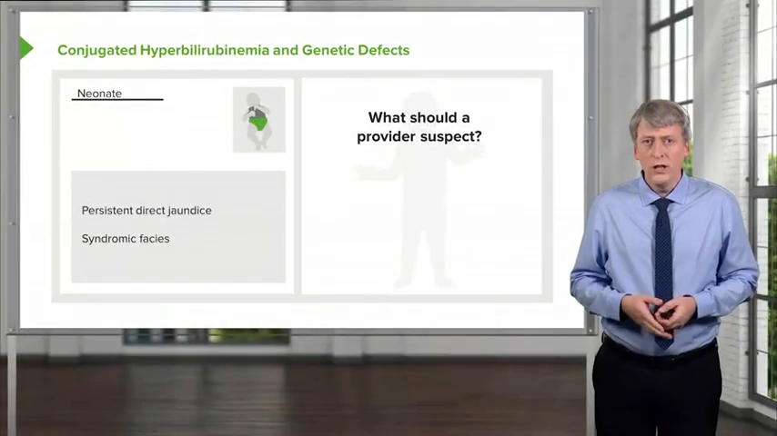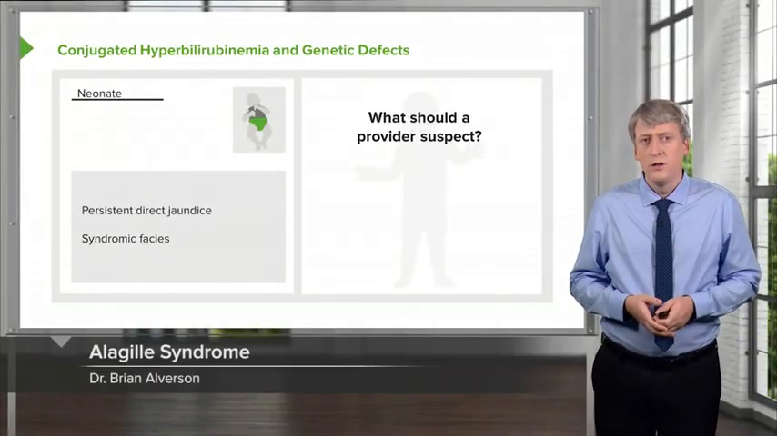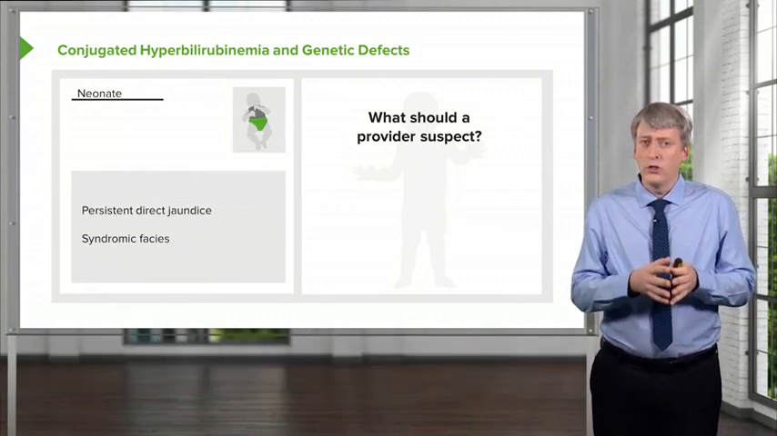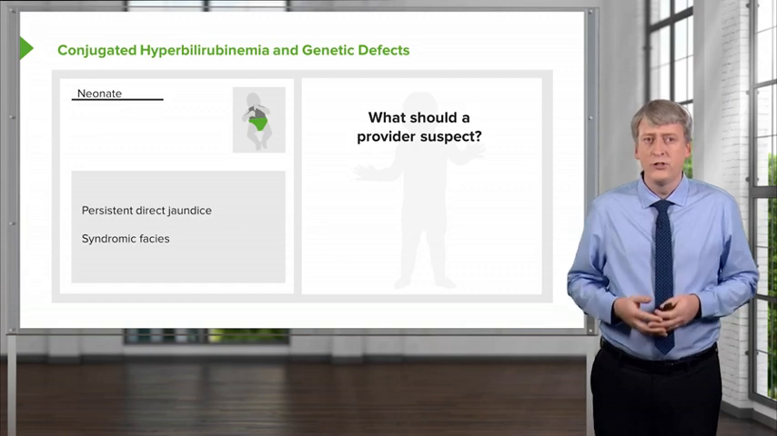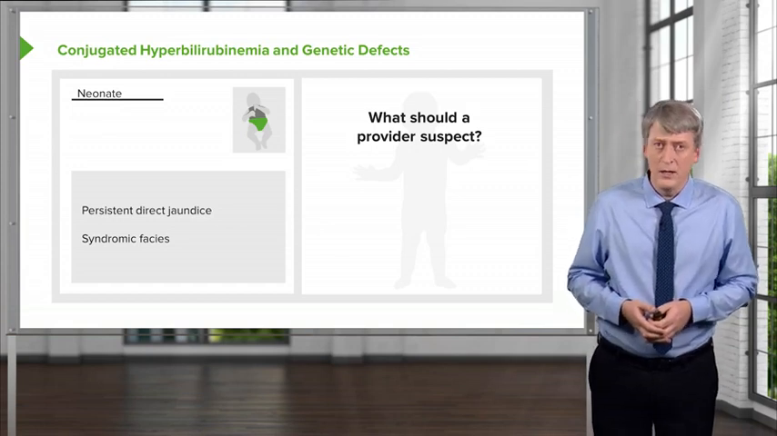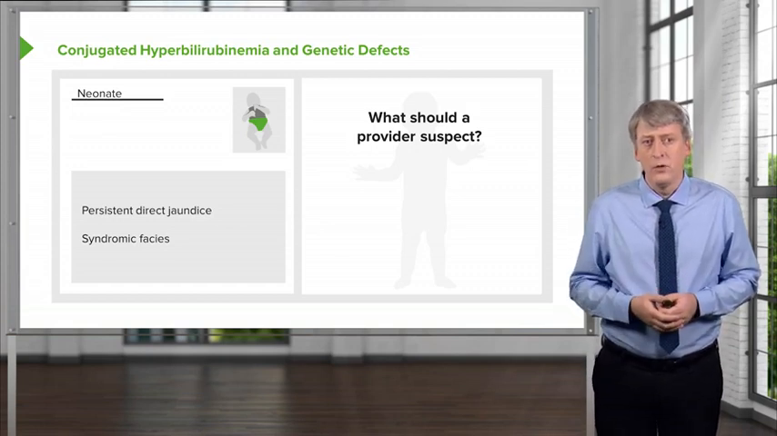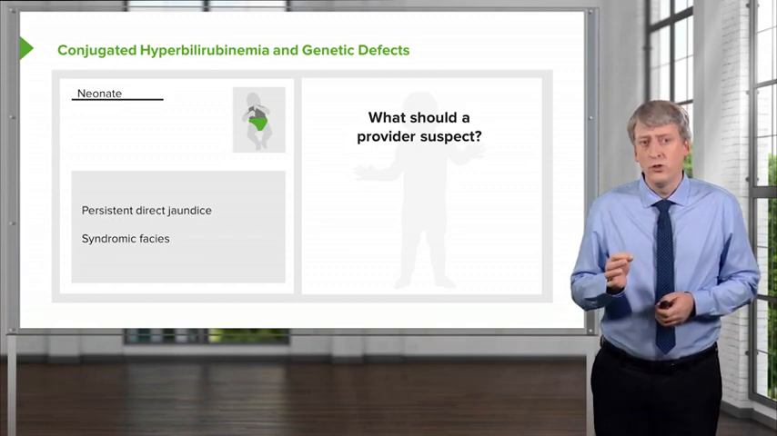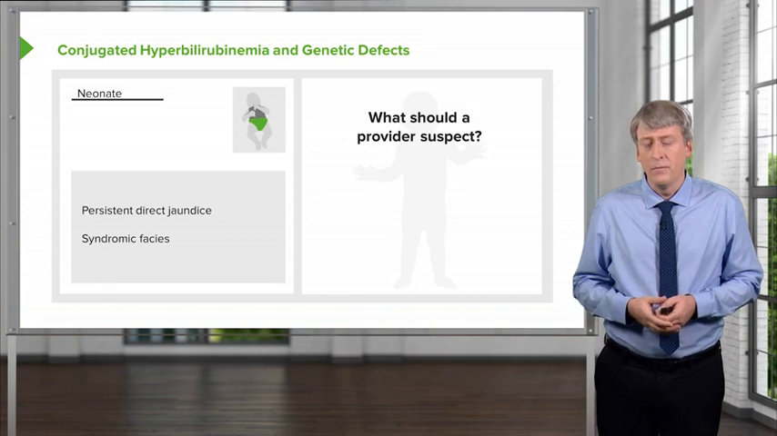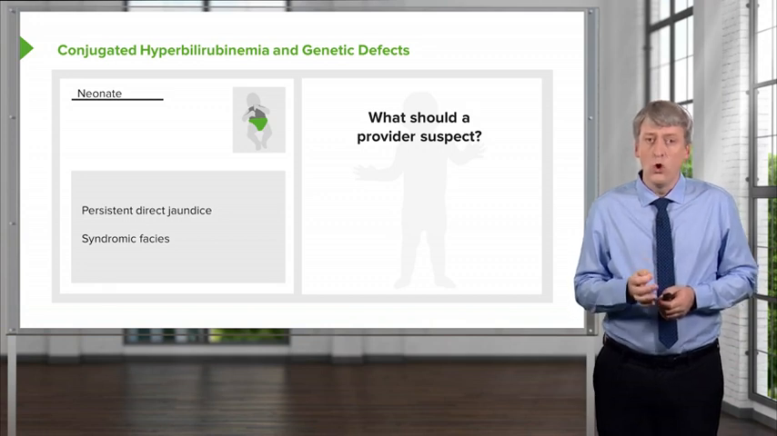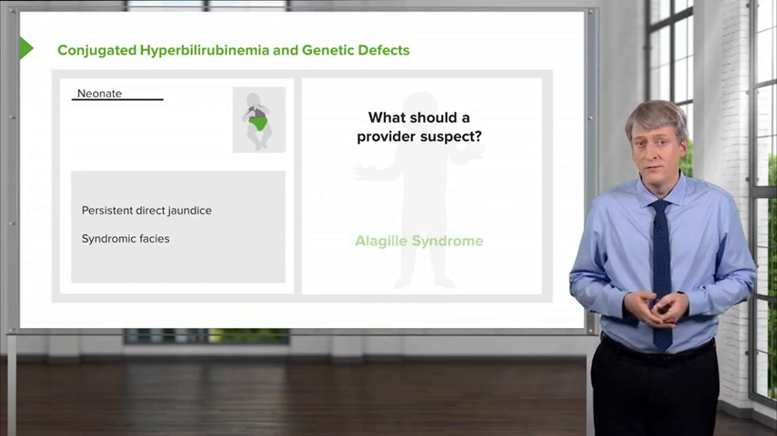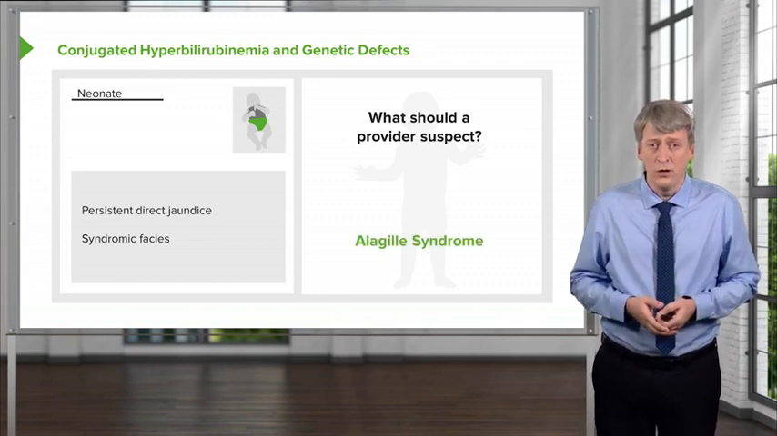Okay, so let's start to look at some of these problems one at a time and try and identify what could be the cause of a child's conjugated hyperbilirubinemia. Here's an example. A neonate is born and has persistent direct hyperbilirubinemia, and you notice syndromic abnormal facies. What should you suspect? The answer is Alagille syndrome.